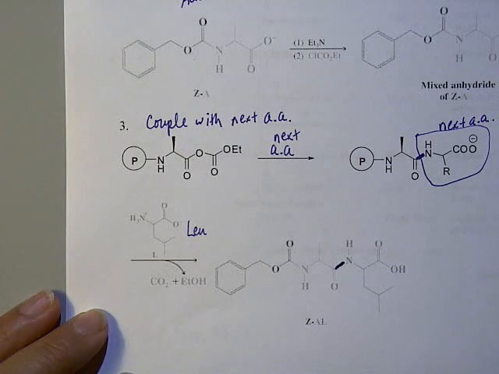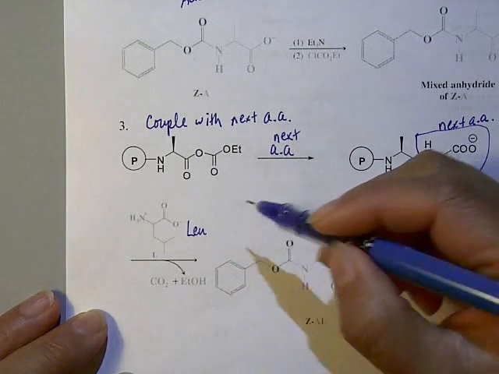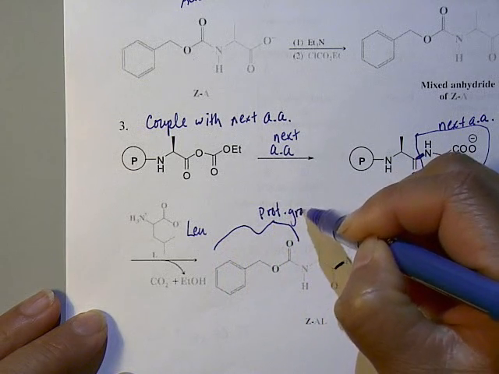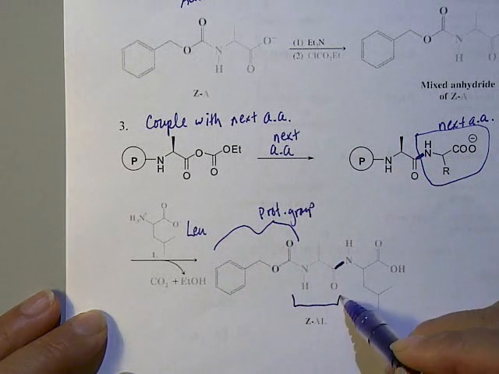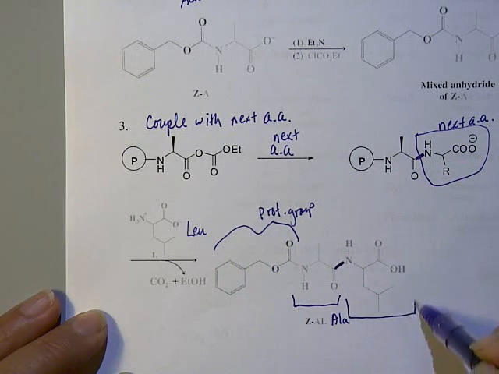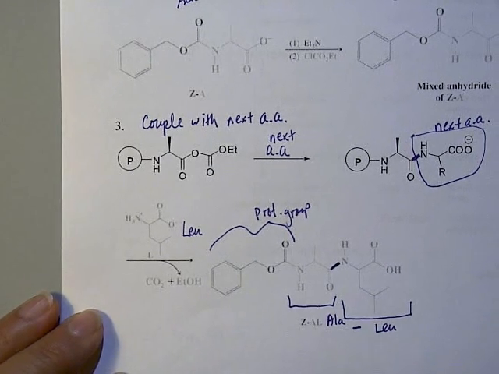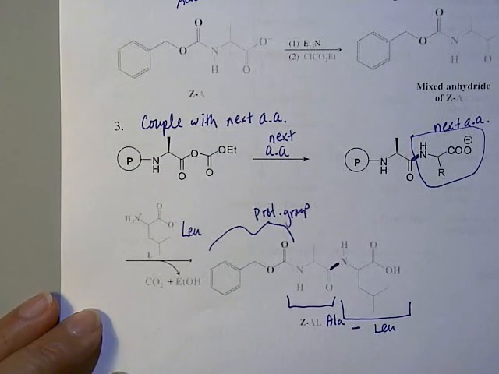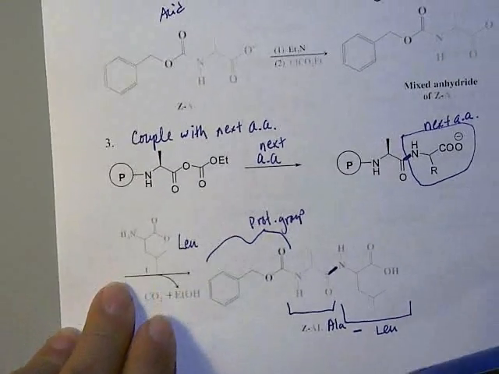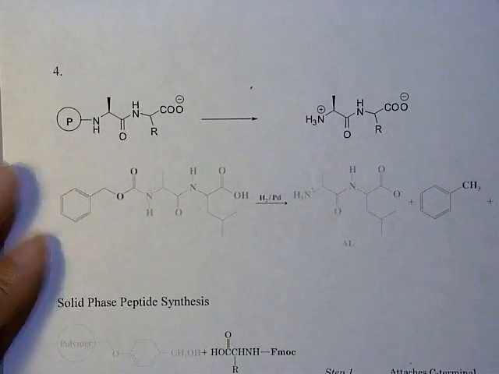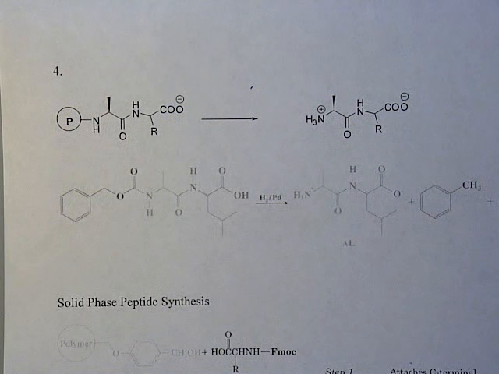and so here's the protecting group, and here's the alanine, and here's leucine, and you made a bond in between them. All right, so if your goal was to stop here, make a dipeptide and you're done, then all you have to do on the last step is to deprotect the protecting group.